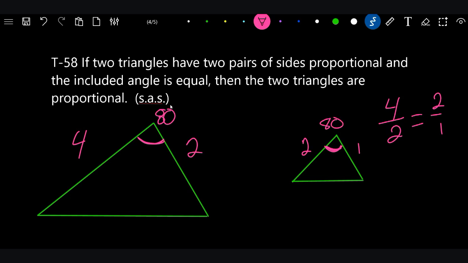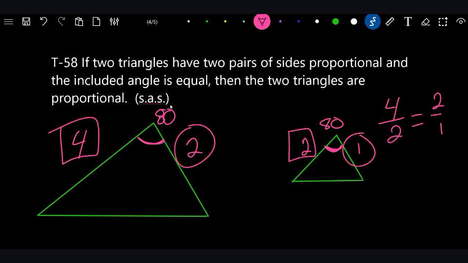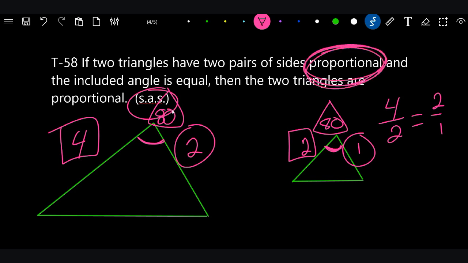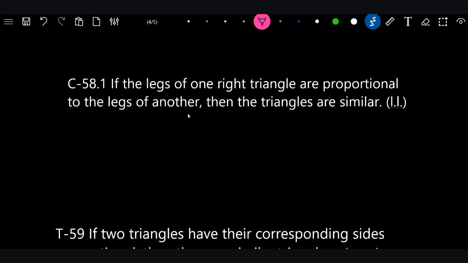Okay, so if they're both 80 degrees, now it's proportional. Why? Because this is proportional to this, and our angles are also equal up there at the top. So it meets all three. We have a side, the included angle, and a side. And notice that the sides are proportional. They're not equal. If the sides were equal, we'd have congruency, but they're proportional. And so we have similarity.